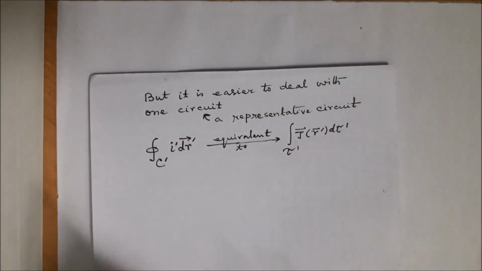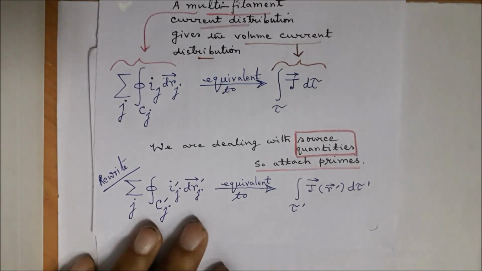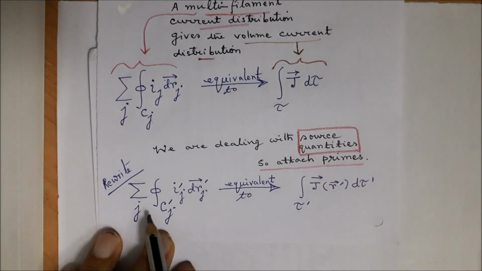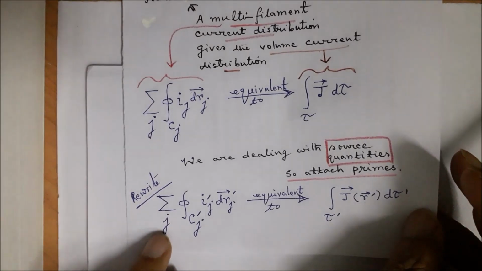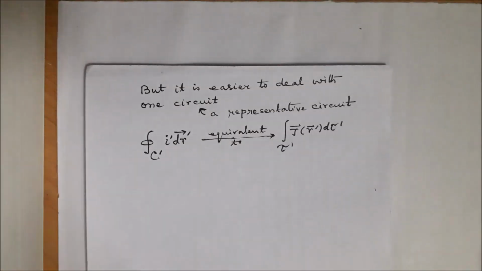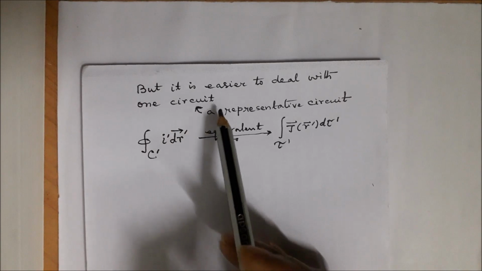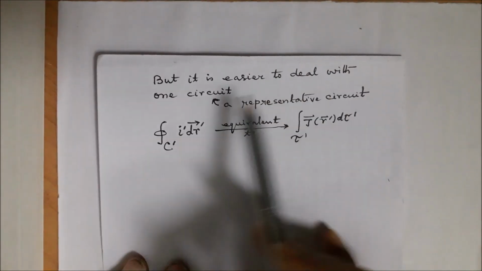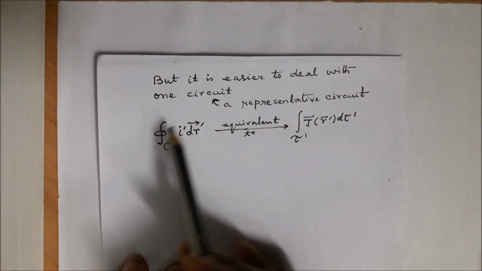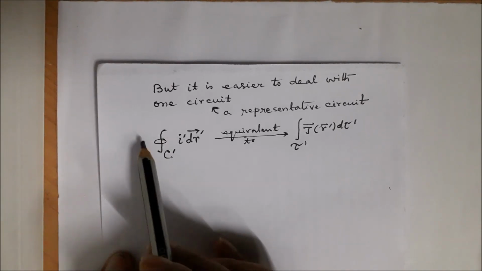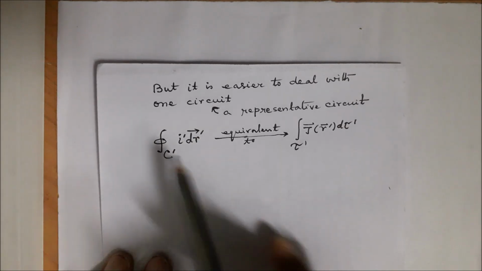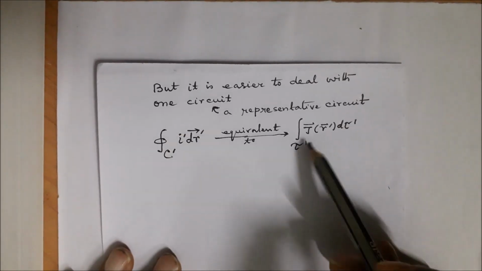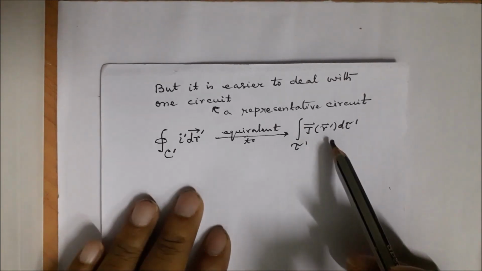And another thing is that here we considered so many circuits, so many charges are moving, and therefore we had to do this sum. Now to make things simple, it's often easier to deal with one circuit. Therefore we do away with that summation sign and consider a single circuit, and we can claim that it is equivalent to the volume current distribution.